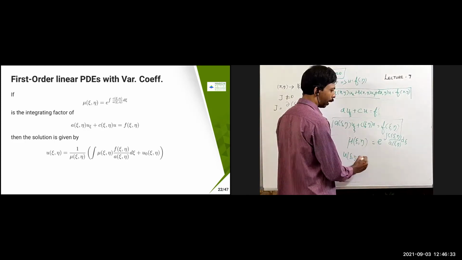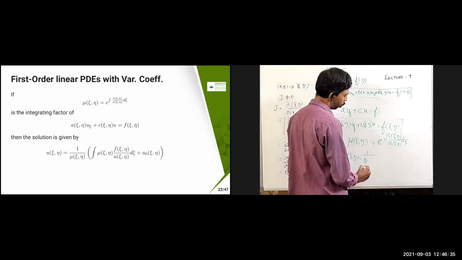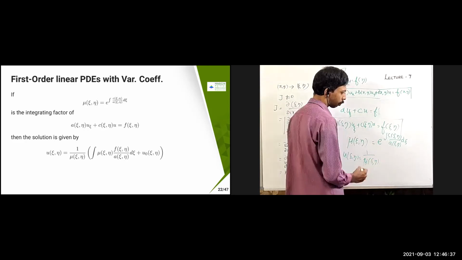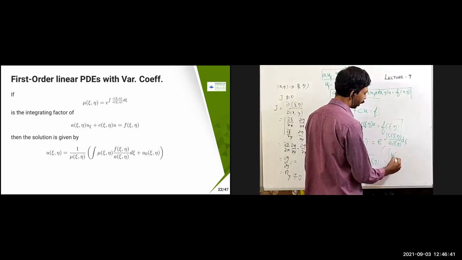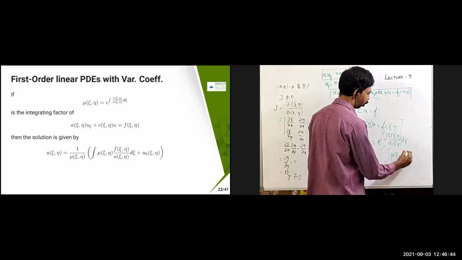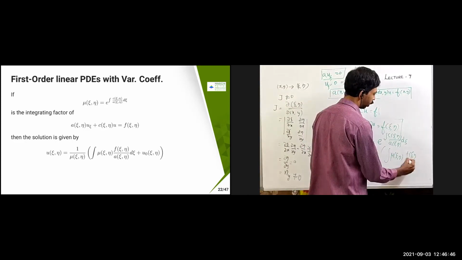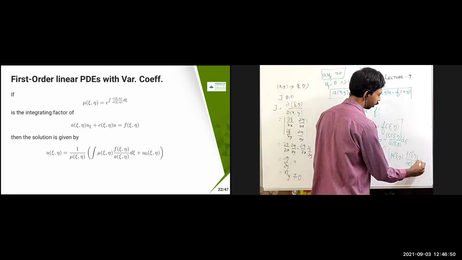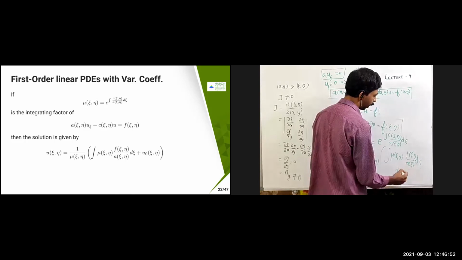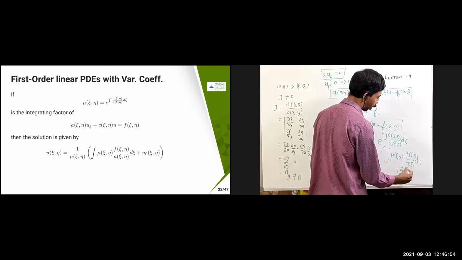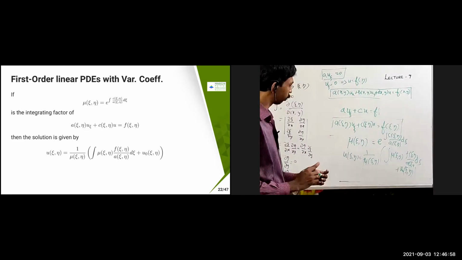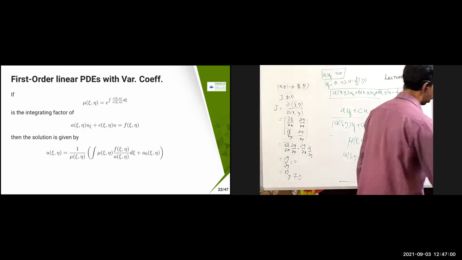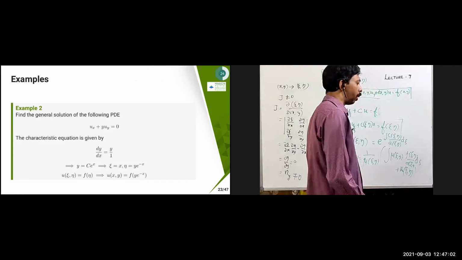That is going to become like 1 by mu of chi comma eta, times the integral of mu of chi comma eta into f of chi comma eta divided by a of chi comma eta, d chi, plus some initial conditions. If it is given, you can put u naught of chi comma eta or some functions you can put. Okay, whatever is given. So this is the first order linear PDE with constant function.